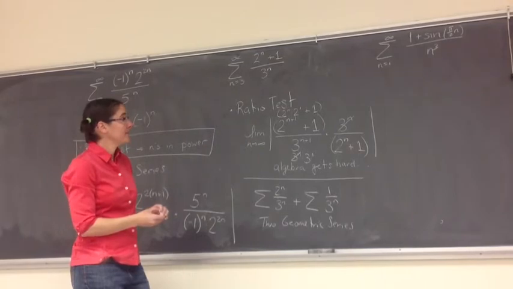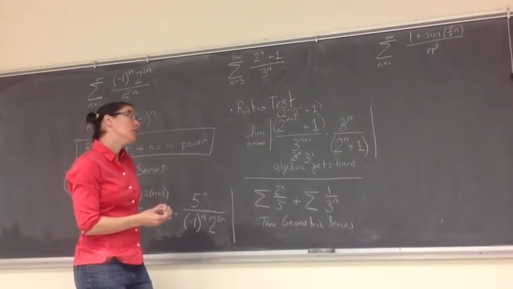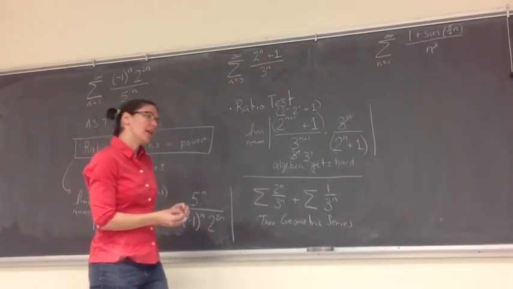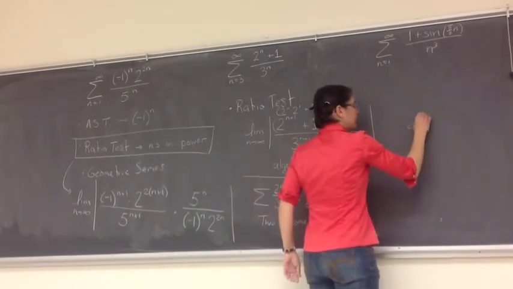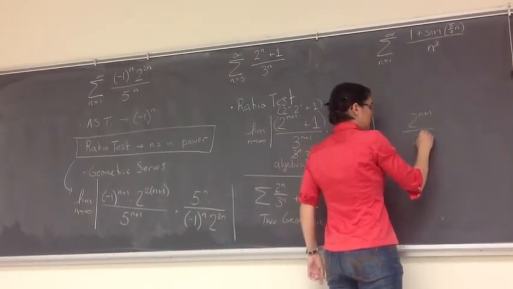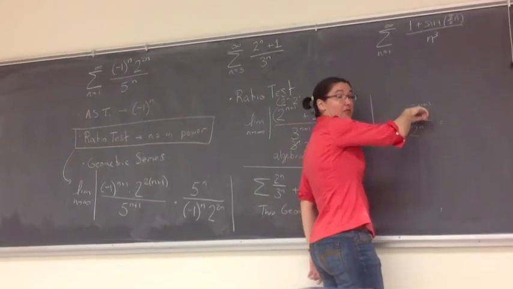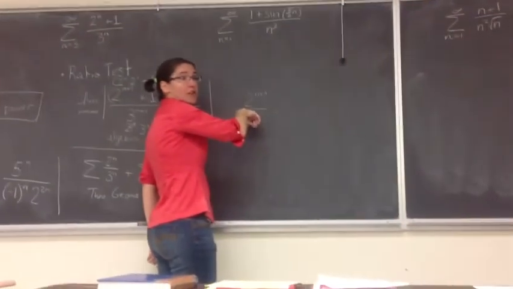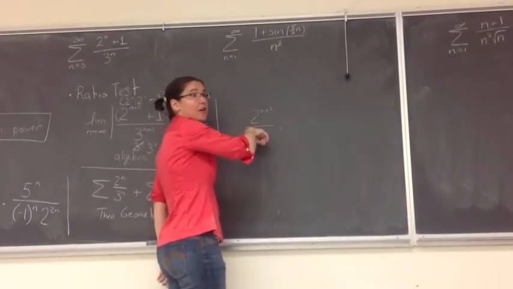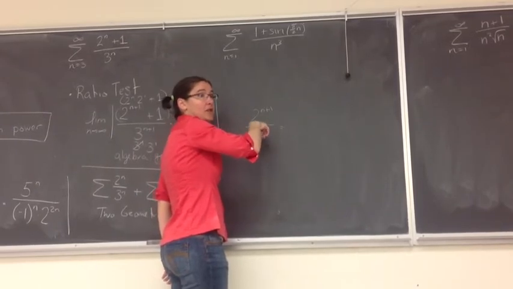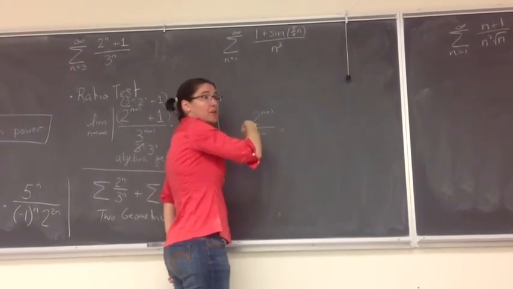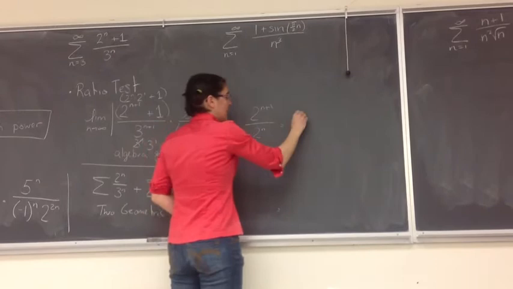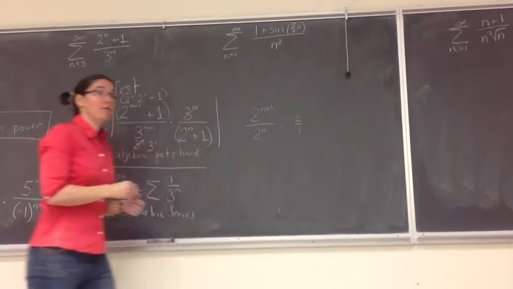Isn't that what's important? Well, 2 to the n plus 1 over 2 to the n. 2 to the n plus 1 does not grow faster. It's twice as large as this, but they're actually growing at the same rate. For each value of n, you're doubling the top and the bottom. So this ratio is actually equal to 2 over 1.